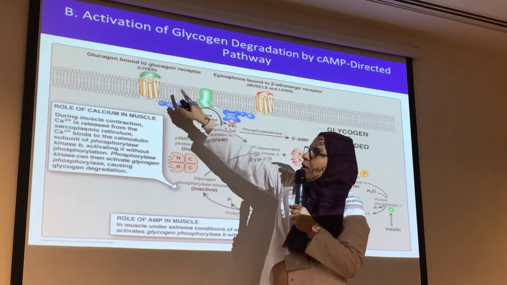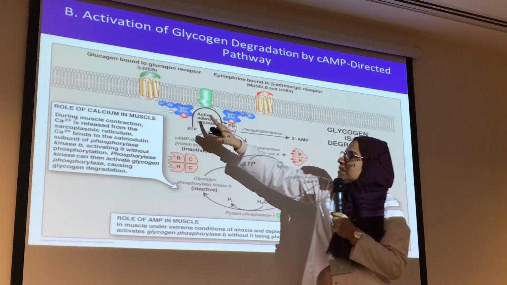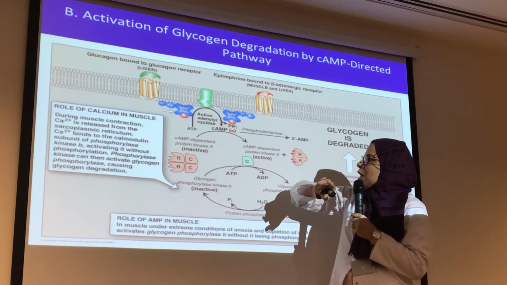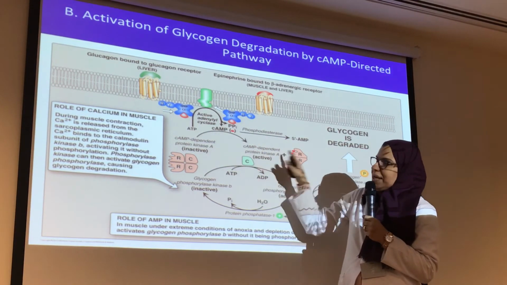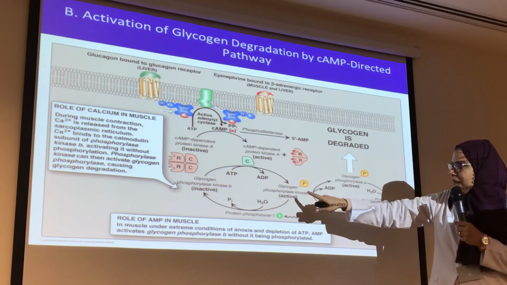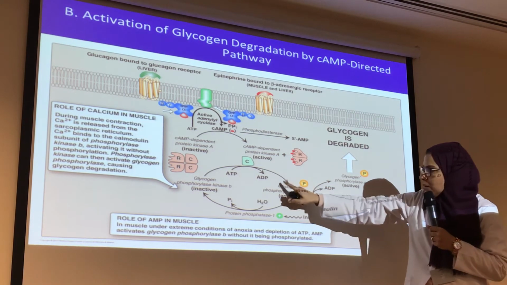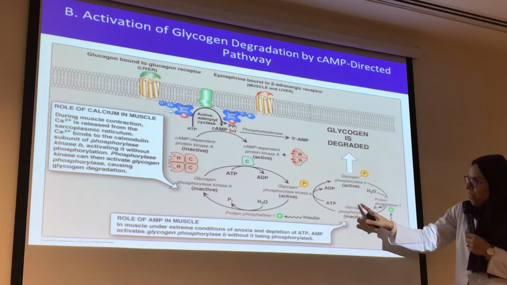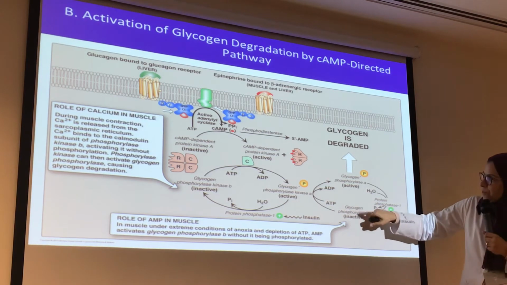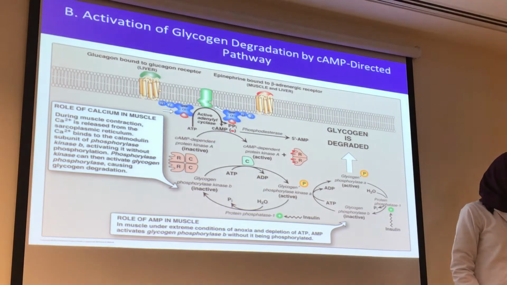So glucagon, I repeat, binds to its receptor, activates the G protein, activates the adenylyl cyclase, which will activate the protein kinase A. Protein kinase A will activate the glycogen phosphorylase kinase by adding a phosphate group to it. Now this enzyme will phosphorylate the phosphorylase, making it active, and now we have glycogen degradation.